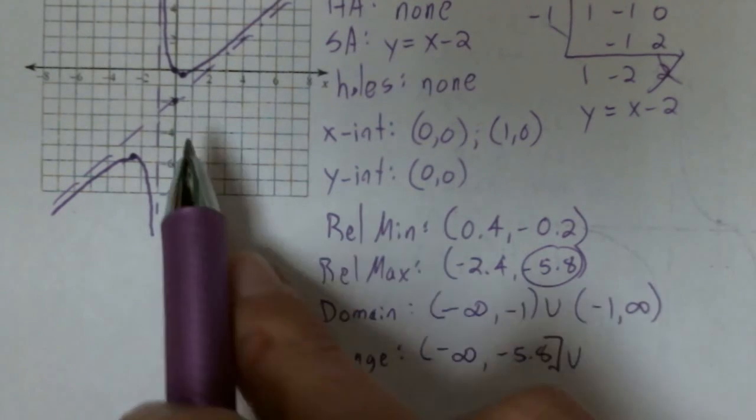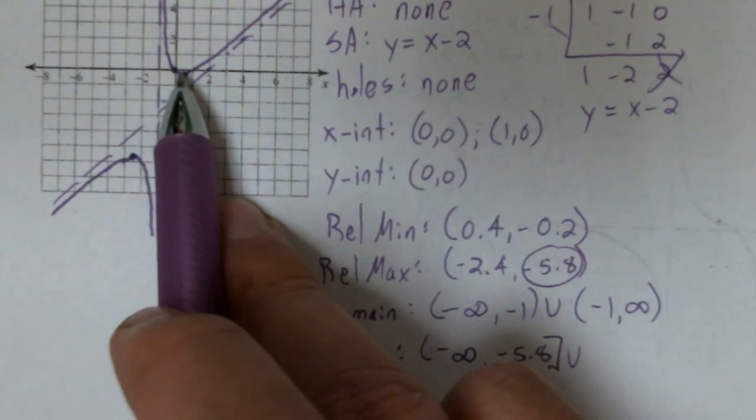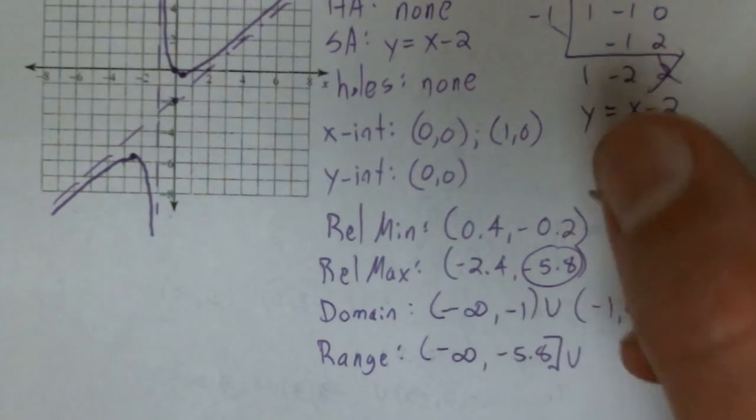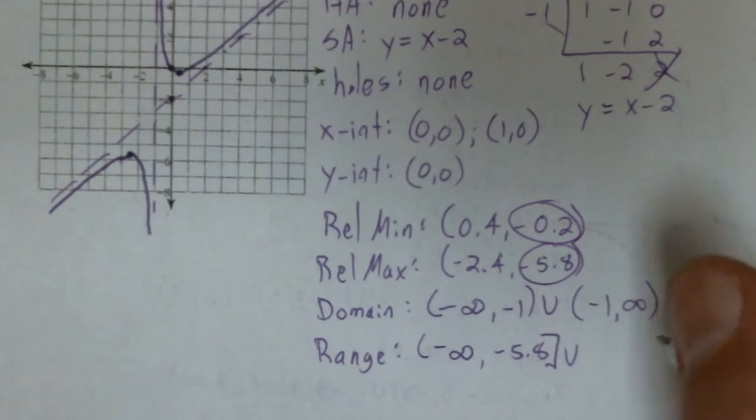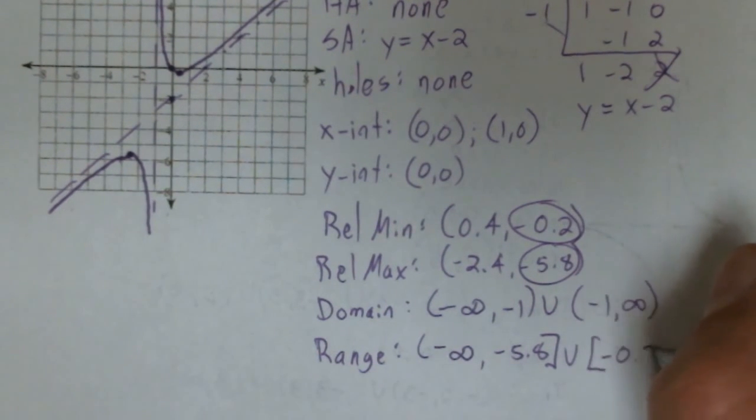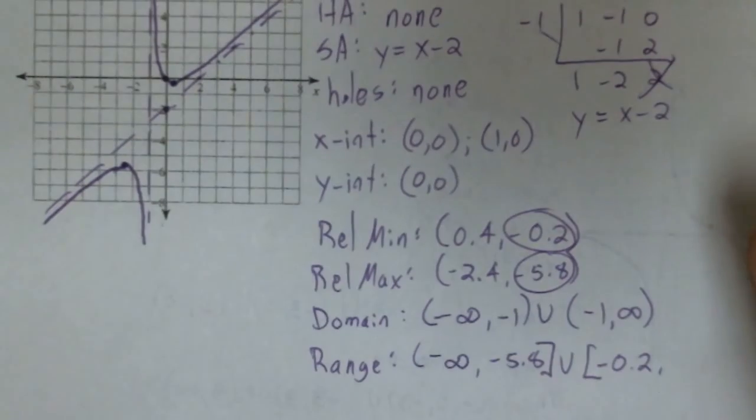Union, and then I'll pick up y values again until I hit that y coordinate of the relative min. Again, we only care about the y values. So that's bracket, negative 0.2, all the way up, and I'll continue to have y values forever.